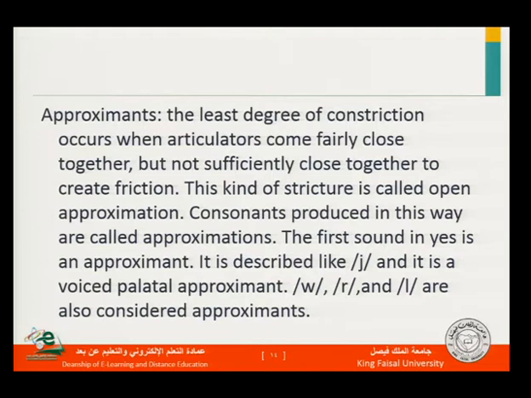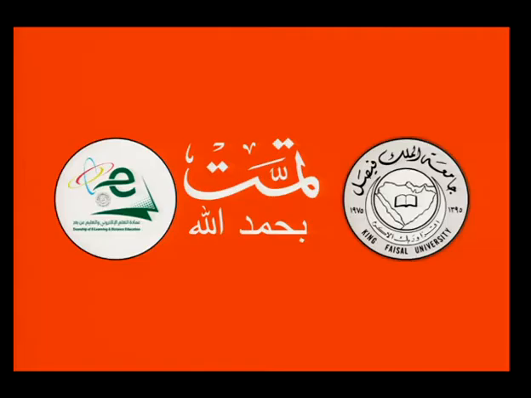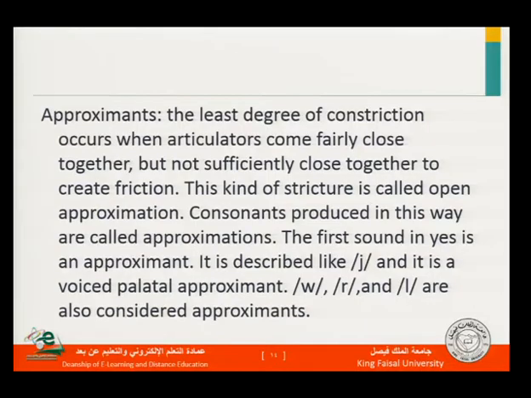Approximants, the least degree of construction occurs when articulators come fairly close. I have just talked about this, sorry. And that's all for today. We have talked about manner of articulation. According to this parameter, we have stop sounds like T and D, and the rest of the sounds I have already mentioned. We have fricative sounds such as the S, the Z, and so on. And we have approximants, and the approximants are four sounds: the ya, the W, the L, and the R.